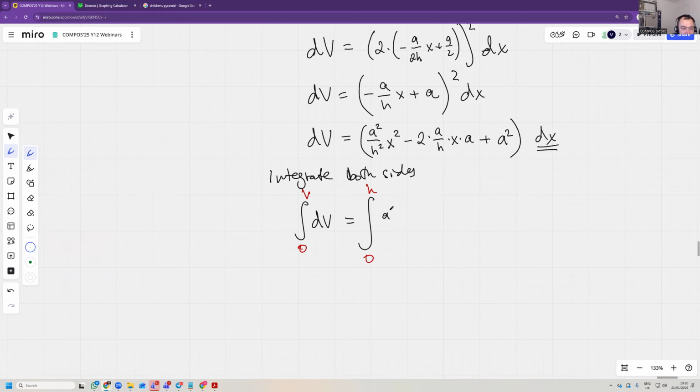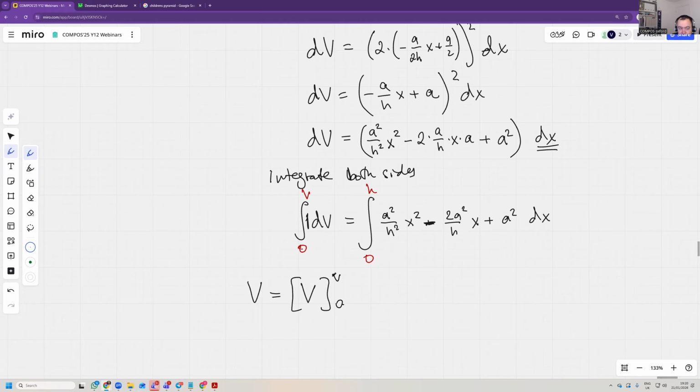And then we can just put this in. So it's a squared over h squared x squared, minus 2a squared over h x, that's a minus, plus a squared dx. And now we can finally integrate that. So the integral of 1 dV is just going to be V between limits V and 0. That's just V.